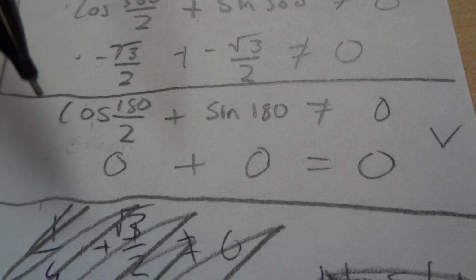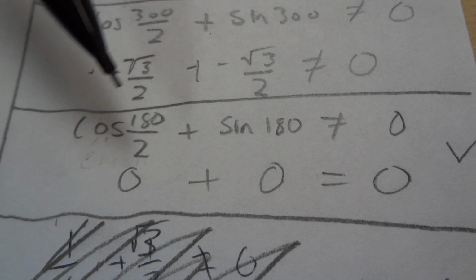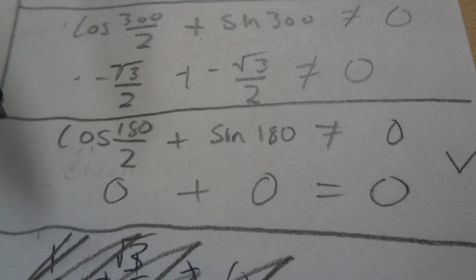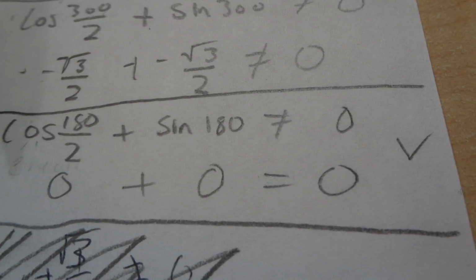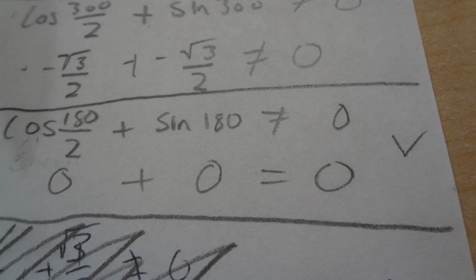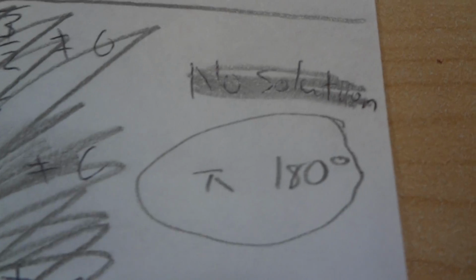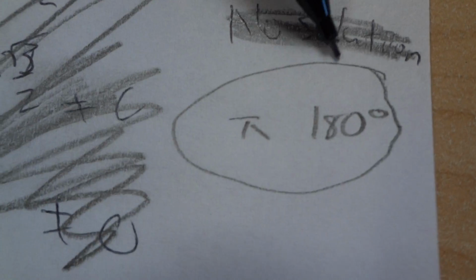Now we have the only one that works, where it's cosine of 90 degrees, which is 0, plus sine of 180 degrees, which is also 0. That really is equal to 0, so that is the only one that is true. Therefore, the solution is pi, or 180 degrees.